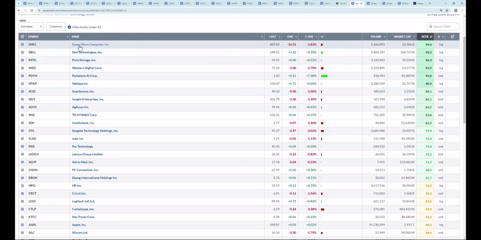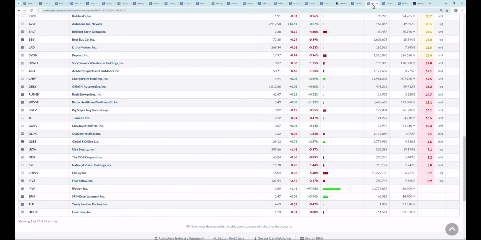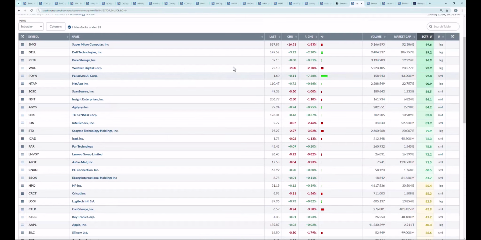When you look at Super Micro, it's at the top end. It's the strongest yet, and yet the chart looks terrible. I'm just going to show you really quick what Super Micro did last Friday. Look at that. So it may be topping from this downtrend. We're going to be doing that chart analysis in part 4, so be ready for that, please. All right, so that's what we got.